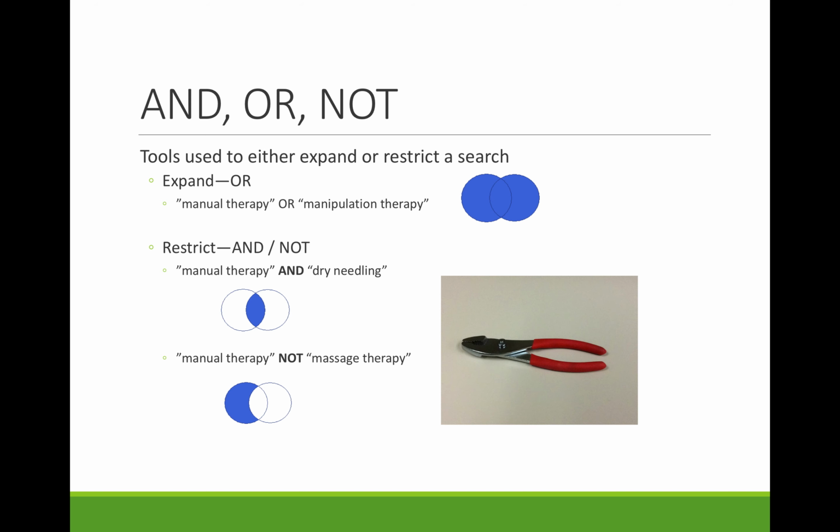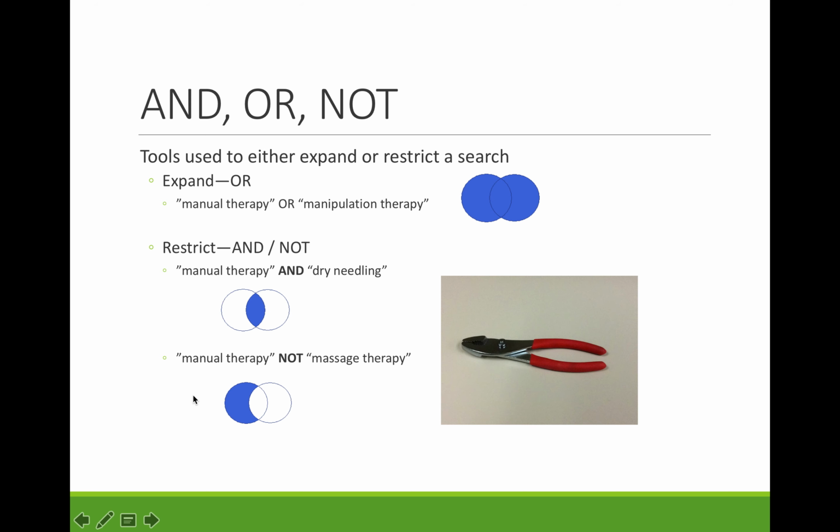When you want to restrict your search, you use the terms and or not. You use and if you want to retrieve articles that have to include both concepts. So for example, we want to make sure that we retrieve articles that are on manual therapy in addition to dry needling. So it can't have one or the other. It has to include both. So in our Venn diagram, it has to include only articles that have a small sample that have both of those concepts.